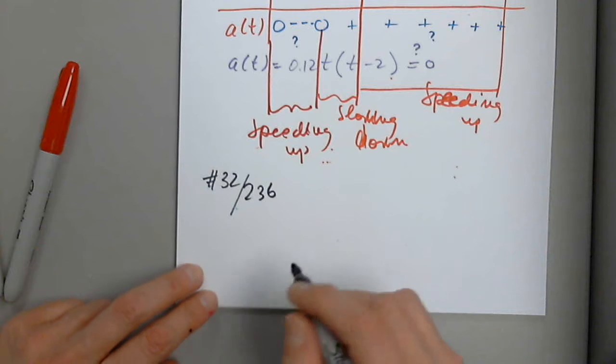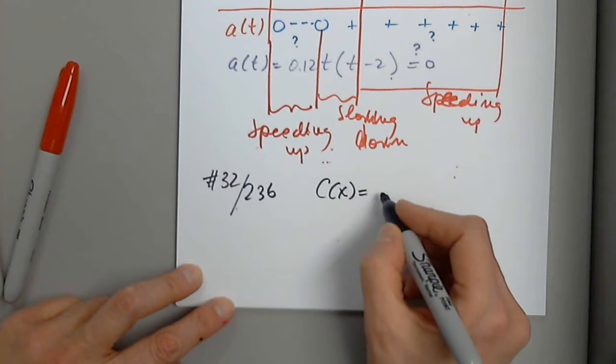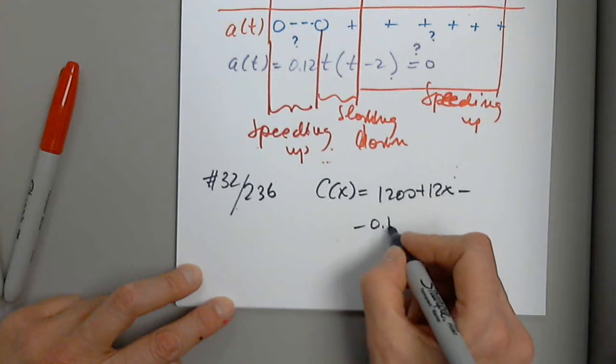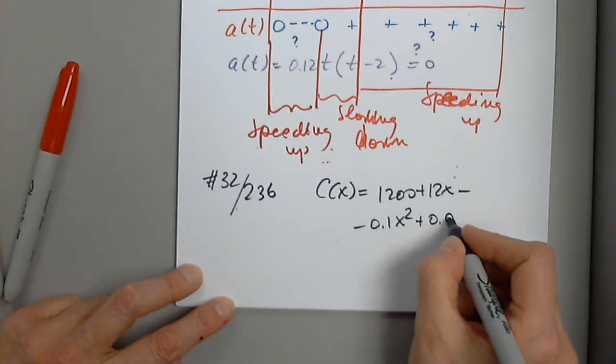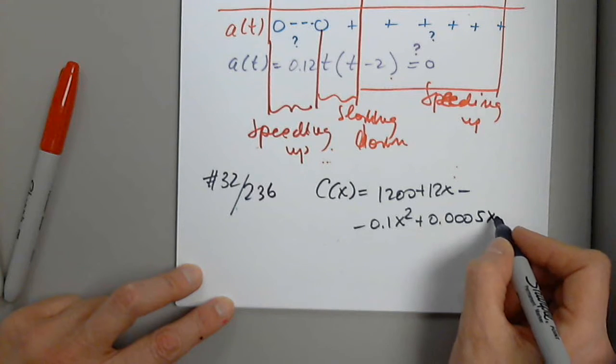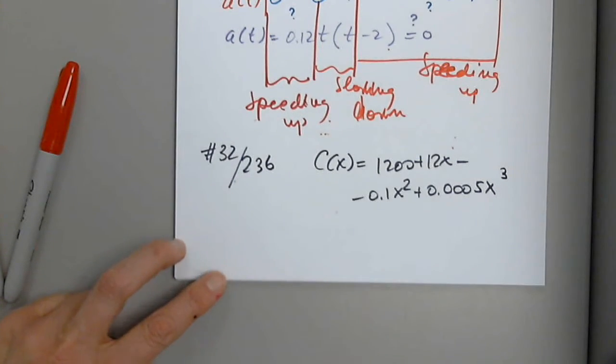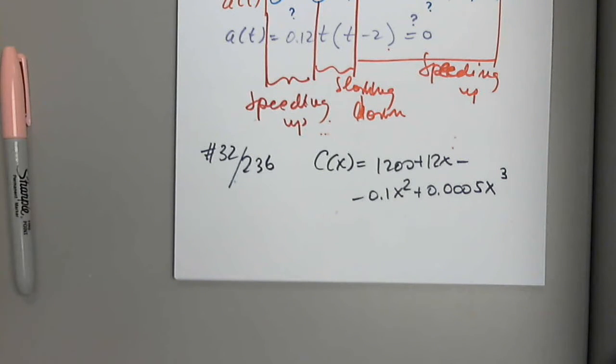So I'm going to copy the function, which is C of x, 1200 plus 12x minus 0.1x squared plus 0.0005x cubed. Correct me if I'm wrong. Okay, so this is a cost function for the production of something. Doesn't matter what it is, some item.